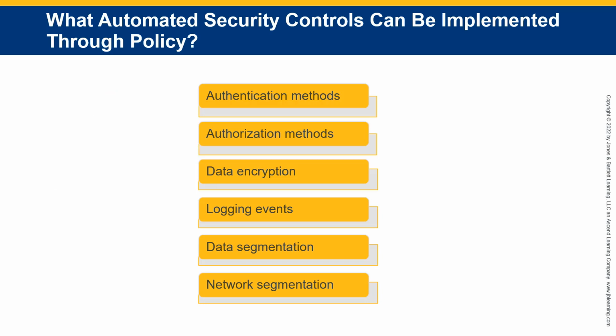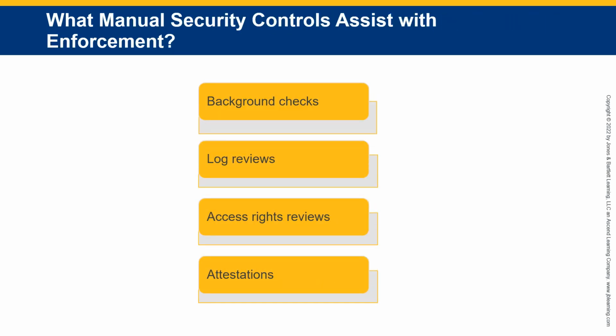What automated security controls can be implemented through policy? Authentication methods, authorization methods, data encryption, logging events, data segmentation, and network segmentation. What manual security controls assist with enforcement? Background checks, log reviews, access rights reviews, and annotations.